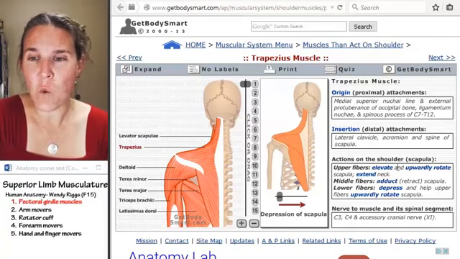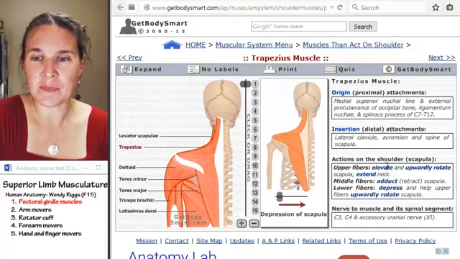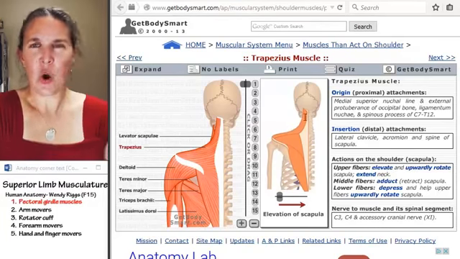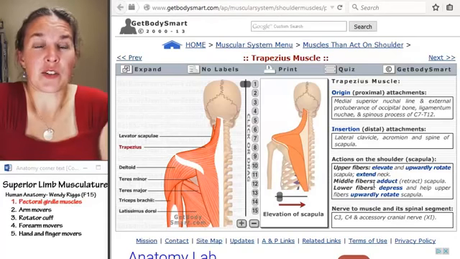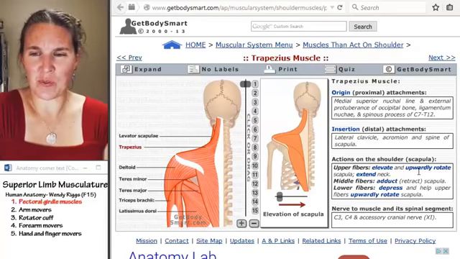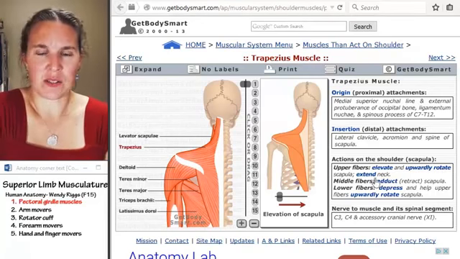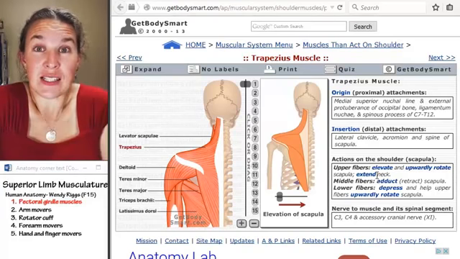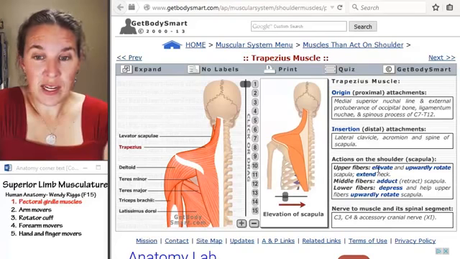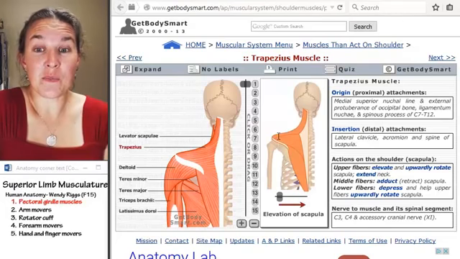Let's go ahead and watch the actions. Okay, the upper fibers totally makes sense. The upper fibers are going to elevate your scapula. And it looks like we have this upwardly rotate, whatever. That's awesome. But can you visualize that? Let's watch it again. We're elevating. Those guys are shortening.